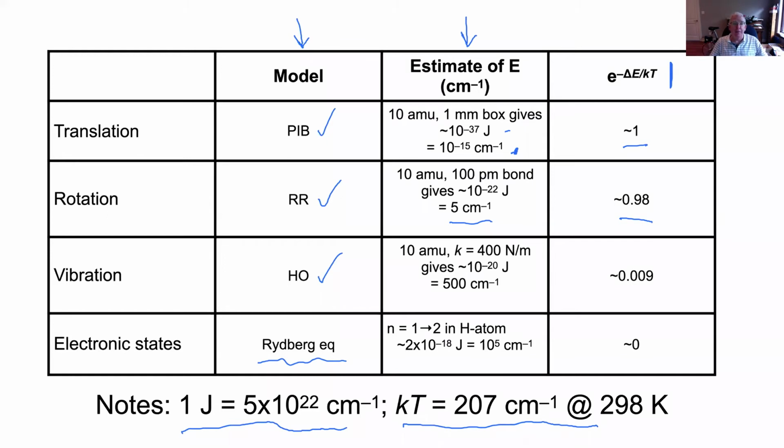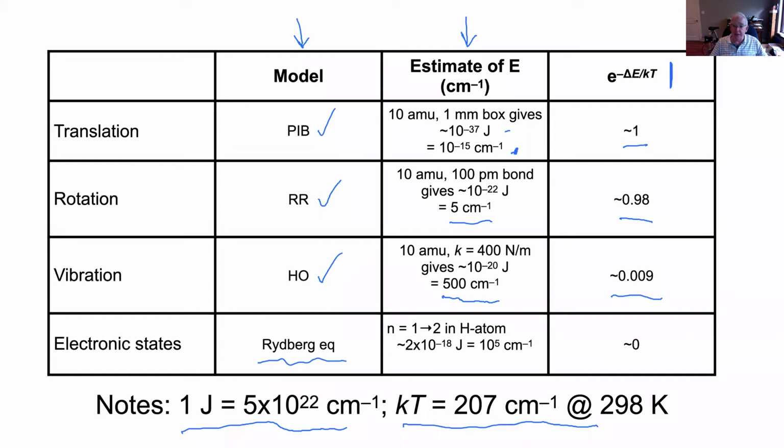Vibrational states, I've still got 10 AMUs. I had to pick a force constant now, and I picked 400 newtons per meter, because that's at least the right order of magnitude. That gives me an energy that corresponds to 500 wave numbers. Now my energy, my delta E, is bigger than kT, so that flips what happens in the exponent. The exponent is no longer close to 0, and so my exponential piece is small. That says a significant majority of my molecules will be in the ground vibrational state. So my vibrational states will not be very important in the partition function because they're not very much excited.